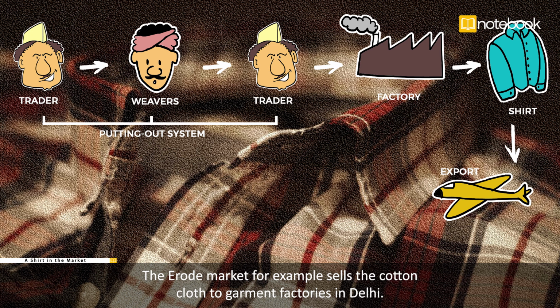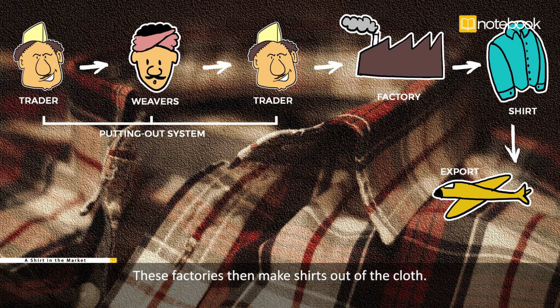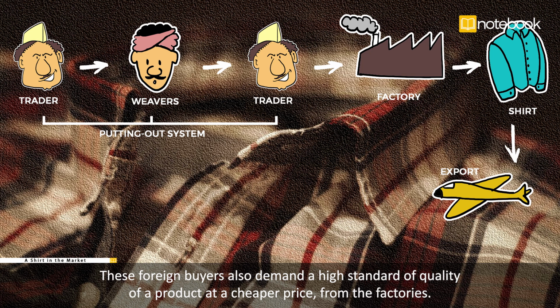The Erode market, for example, sells the cotton cloth to garment factories in Delhi. These factories then make shirts out of the cloth. These shirts are then exported or sold to foreign buyers. The foreign buyers sell the cotton shirts in their retail outlets. These foreign buyers also demand a high standard of quality of a product at a cheaper price from the factories.